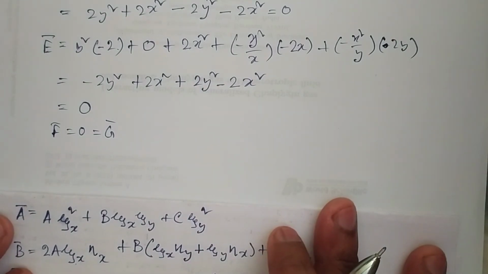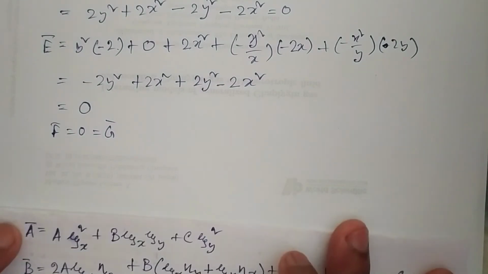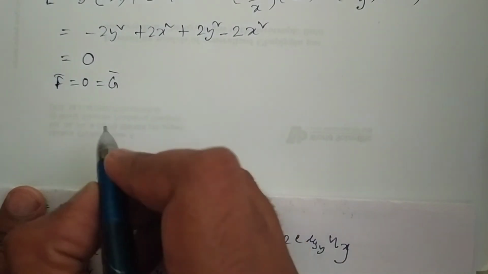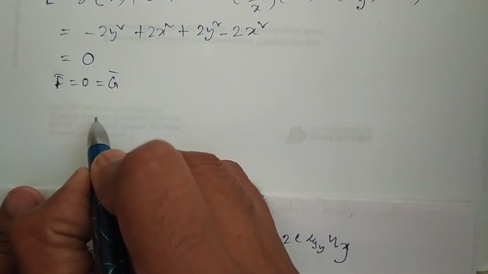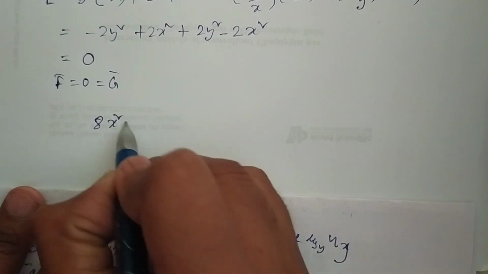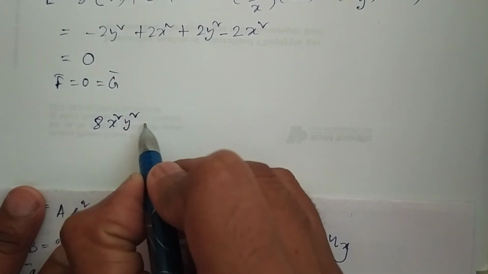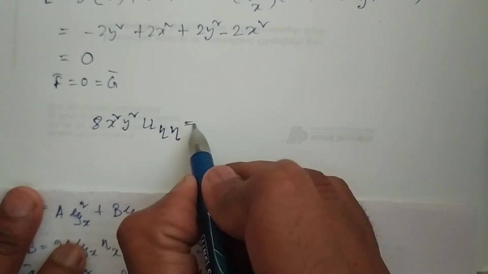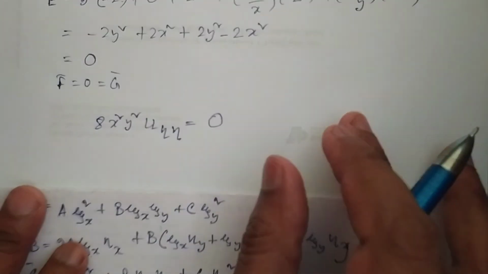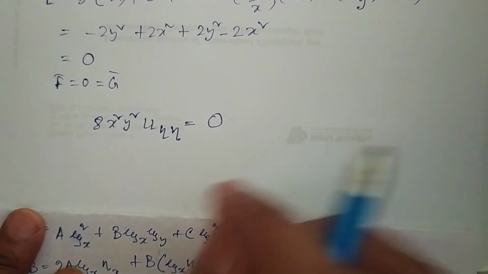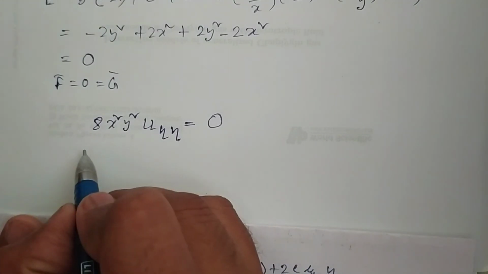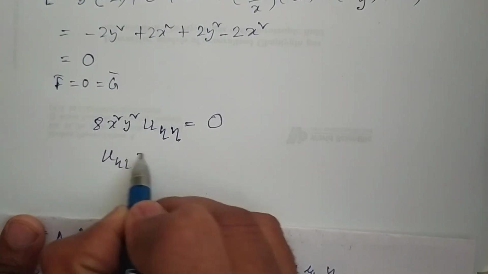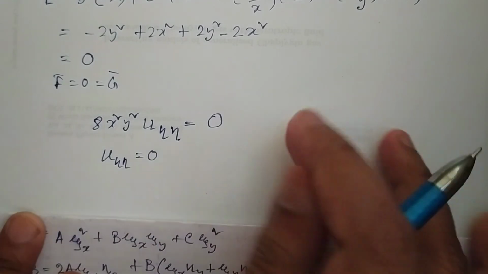So ultimately, what is our equation turning to be? This is 8x square y square u eta eta is equal to 0, and that is actually u eta eta is equal to 0 itself.